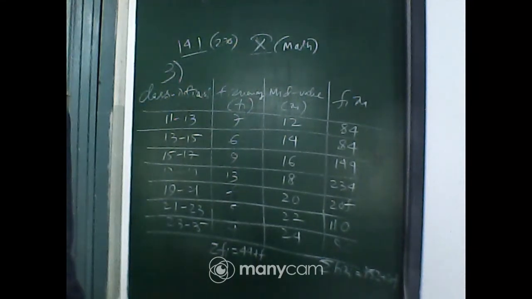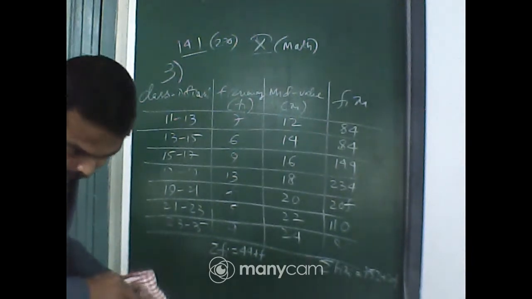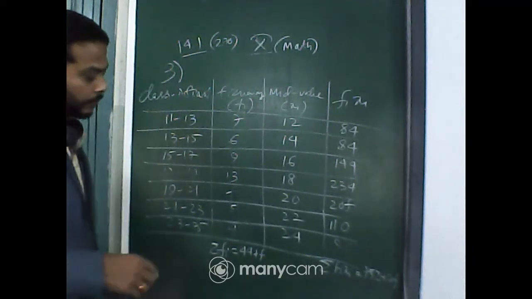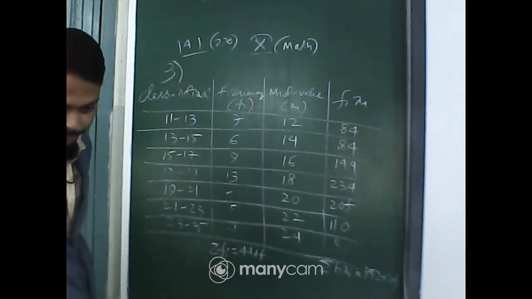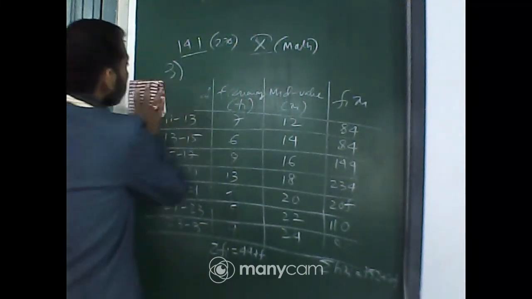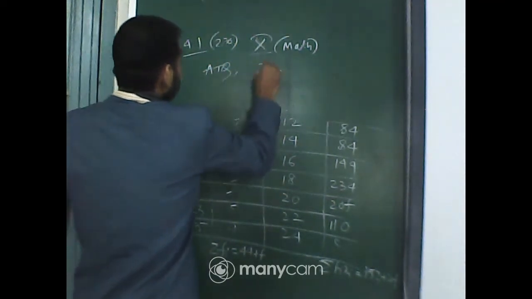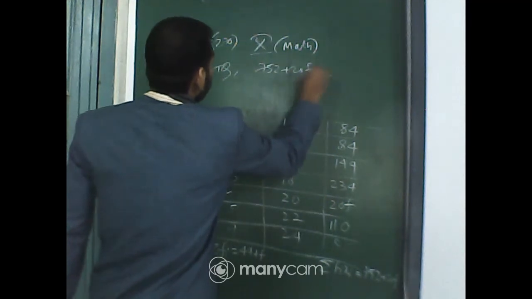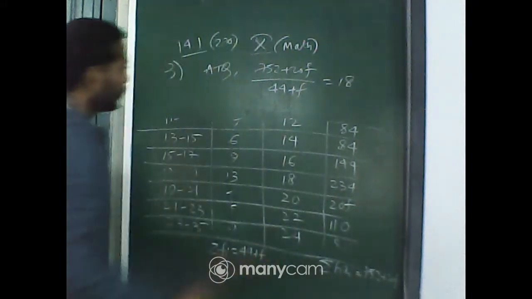Now use the formula x bar equals summation fixi by summation fi. Here the mean is 18, given here. So, I am waiting. First, 752 plus 20f. I am erasing this one. So according to the condition, 752 plus 20f by 44 plus f equals 18. Isn't it?